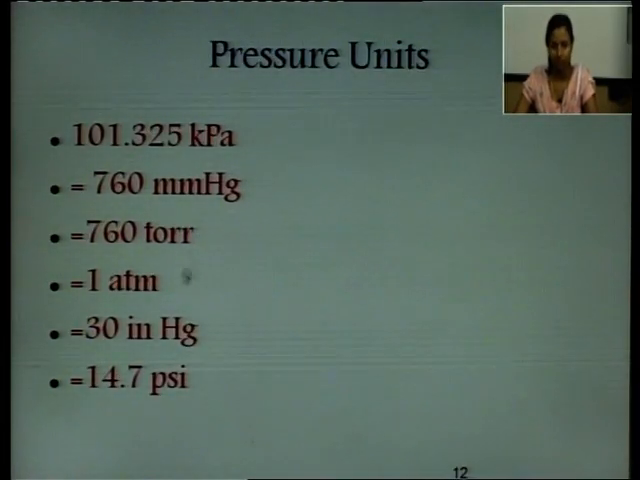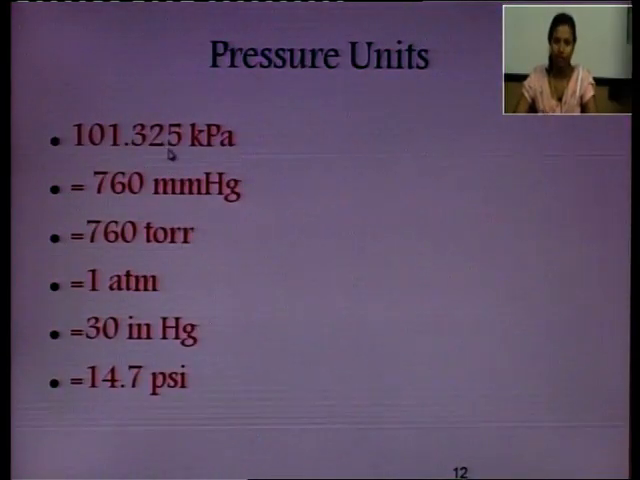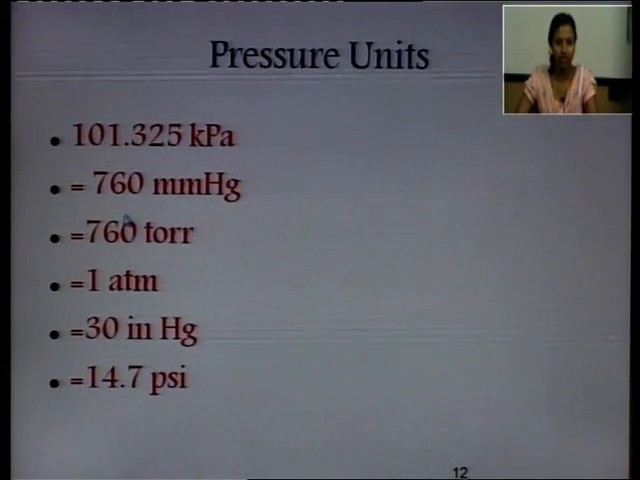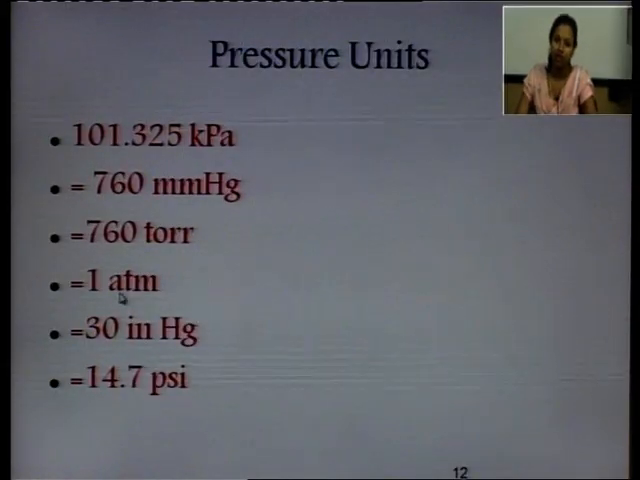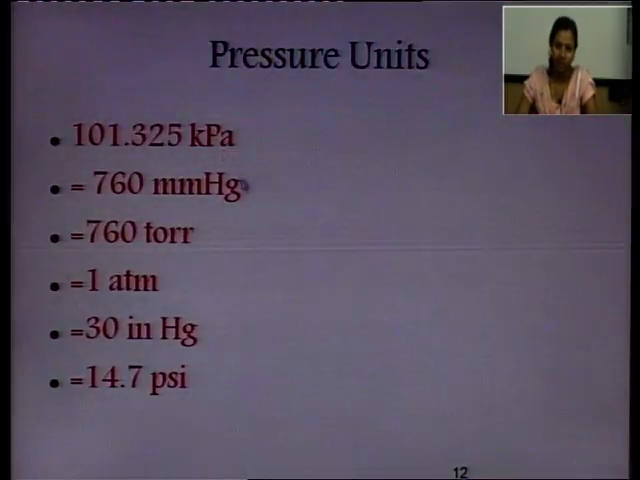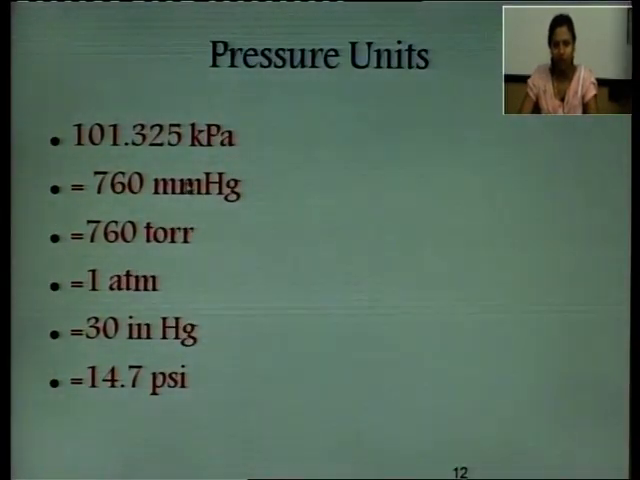This is simply a repetition of the previous things. 101.325 kilopascal, if we want to complete it, is equal to 760 mm of mercury, and 1 mm of mercury is 1 torr, so it is equal to 760 torr, and it is equal to 1 atmosphere or 30 inches of mercury, or it is equal to 14.7 psi. So we can use any unit depending upon the requirement of our numerical or the condition we want to solve.